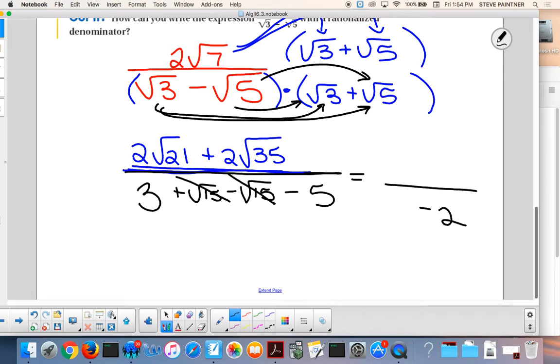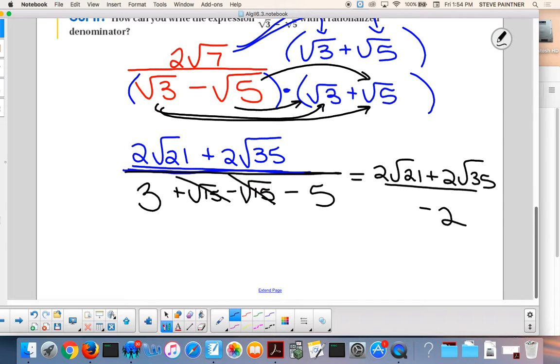Negative 2. On the top. Oh, by the way, did the radicals go away? Yes. Yeah, that was your number one goal. Get the radicals off the bottom. On top, can you add these two? No. Why not? The radicals are different. Don't touch them. 2 square root of 21 plus 2 square root of 35 over negative 2.